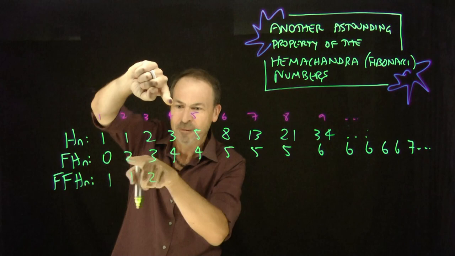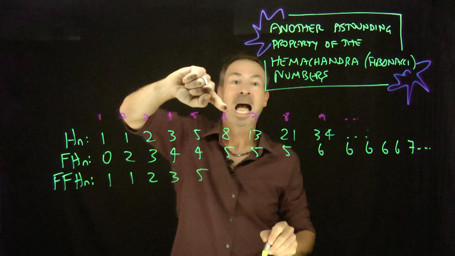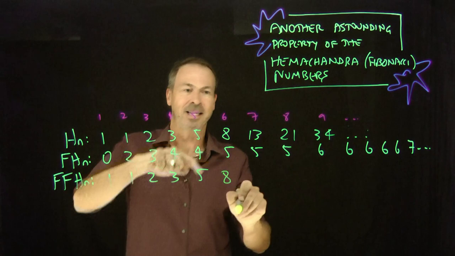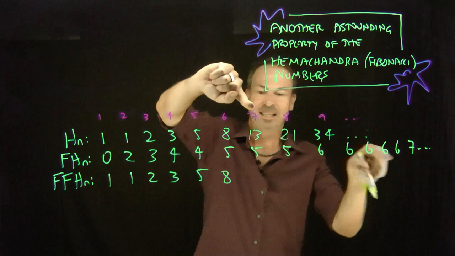How many smaller than 4? 3 of them. How many smaller than 5? All those 5 of them there are smaller than 5. How many smaller than 6? All these are smaller than 6. That's 8 of them. How many smaller than 7? Oh, that's all these, that's 8 of them plus the extra 5 sixes. 13 of them. And so on and so on and so on.